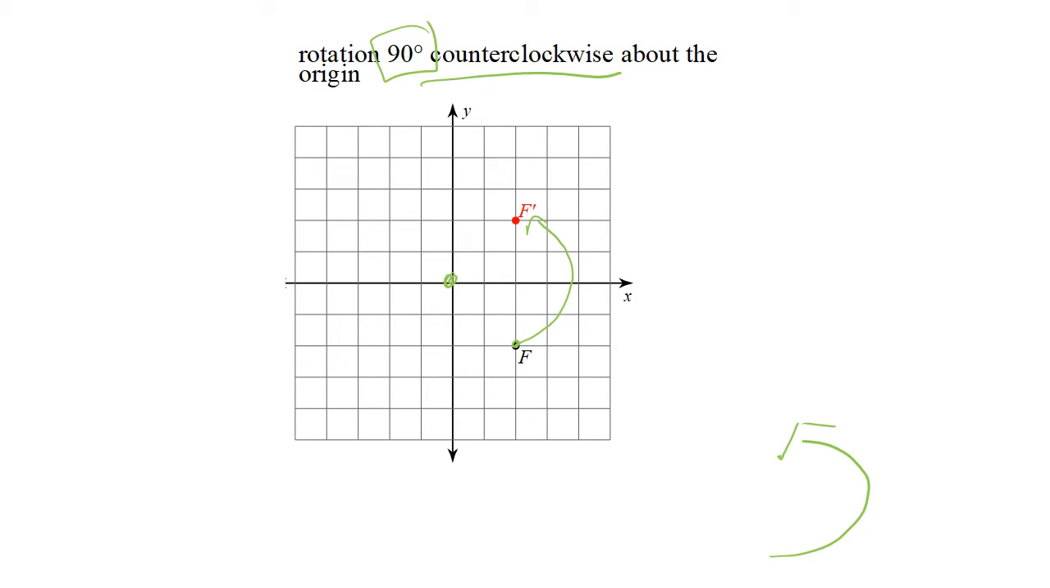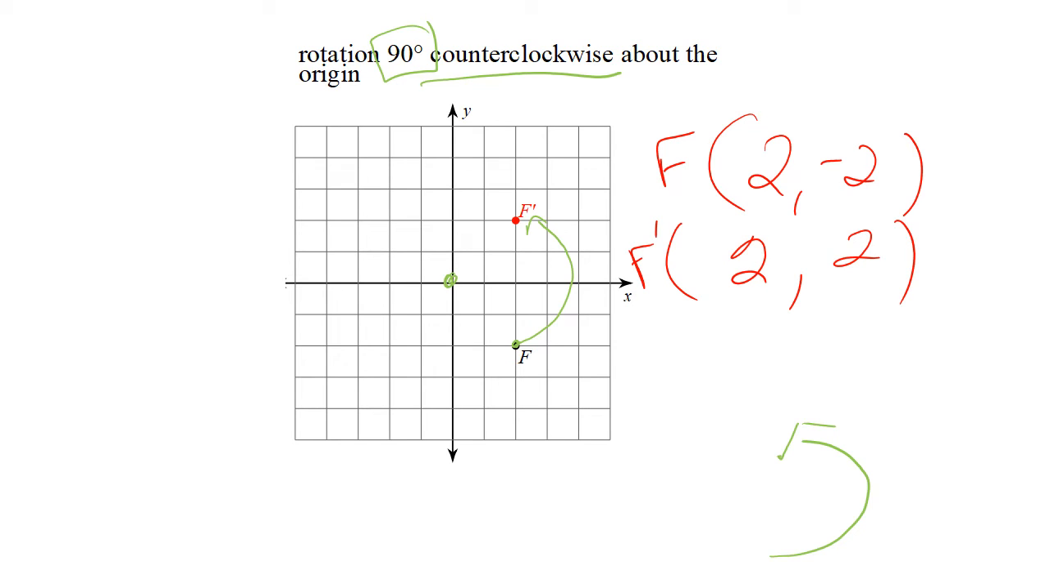Okay. Now let's look at the original F. The original F is at 2, -2. F prime, well, it's at 2, +2. Now, it's hard to tell because they're all 2's, but the 2's did reverse, and then look at what happened. Change the sign of what's in the y value.